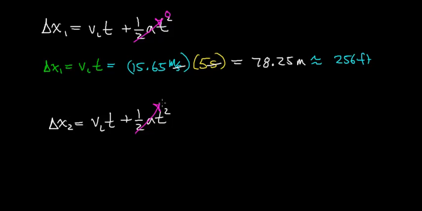The acceleration of your car is still 0. And so you're traveling with constant velocity during that interval of time. And so the distance that you travel is going to be equal to the initial velocity of the car times the time. And in this case, this is still 15.65 meters per second.